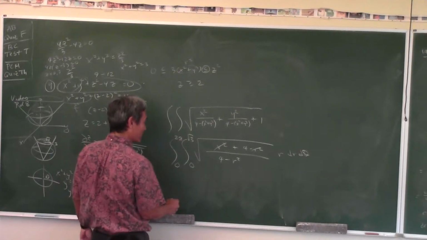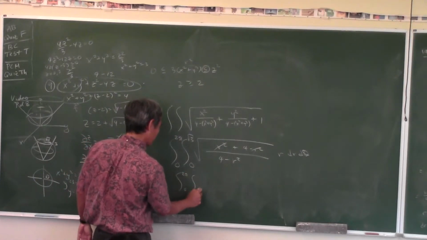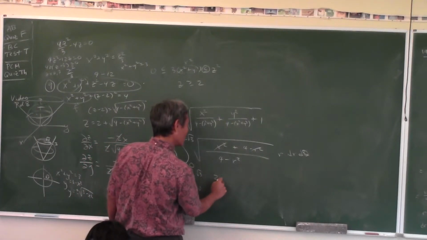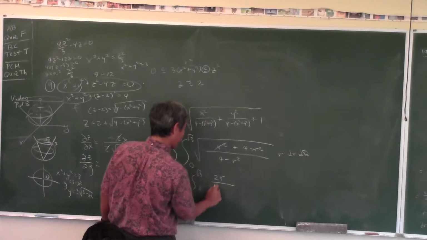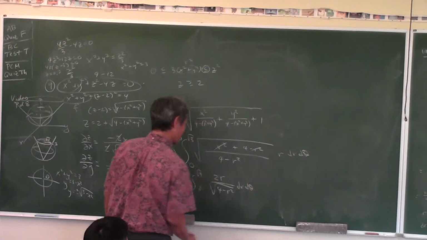Okay, so what integral do we have? This is the integral we have: 0 to 2 pi, 0 to root 3. On the top we have a 2r. On the bottom we have the square root of 4 minus r squared, dr d theta. There's the integral.